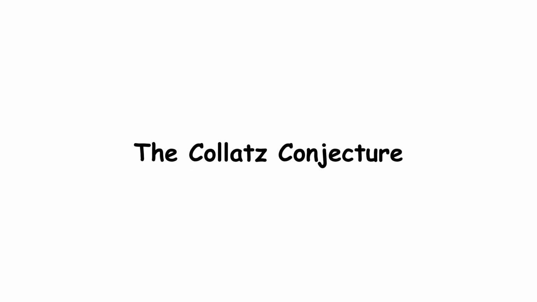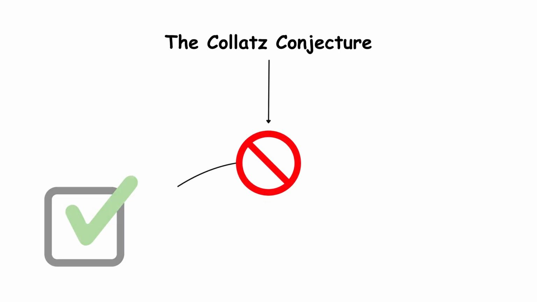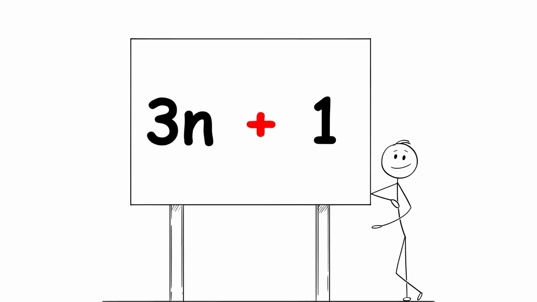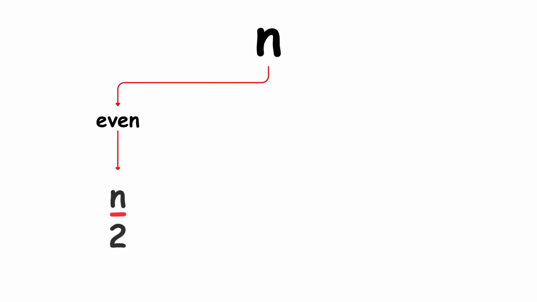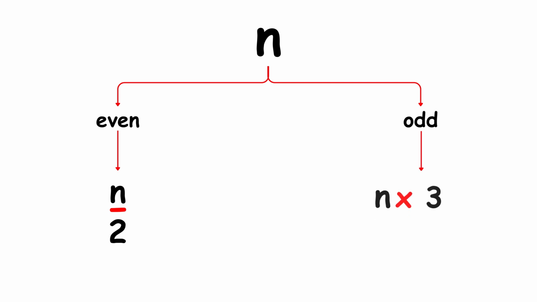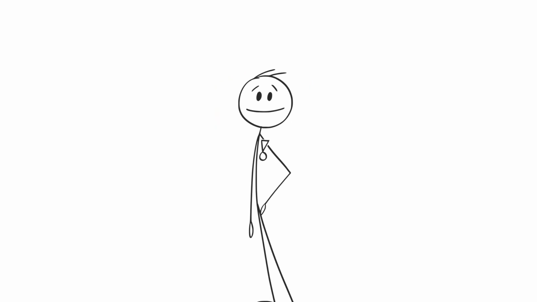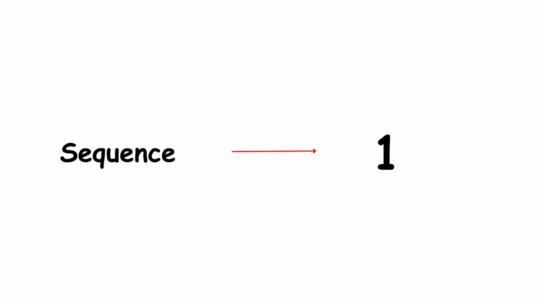The Collatz Conjecture. The Collatz Conjecture is one of the unsolved problems most famously simple to state, yet surprisingly resistant to a formal proof. Also known as the 3n plus 1 problem, it was proposed by Lothar Collatz in 1937. The statement is as follows. Take any positive integer n. If n is even, divide it by 2. If it is odd, multiply it by 3 and add 1. The process is repeated with the new value. The conjecture claims that no matter the starting number, the sequence eventually reaches the value 1.